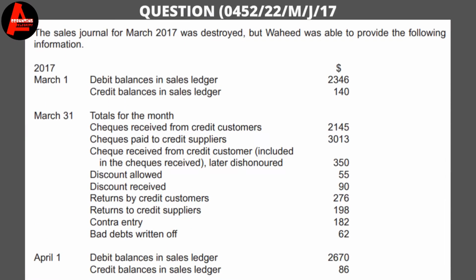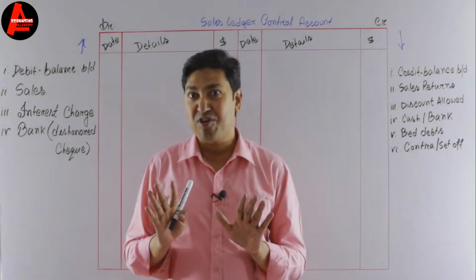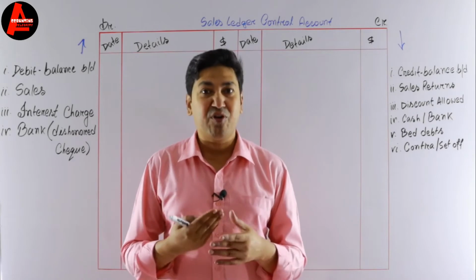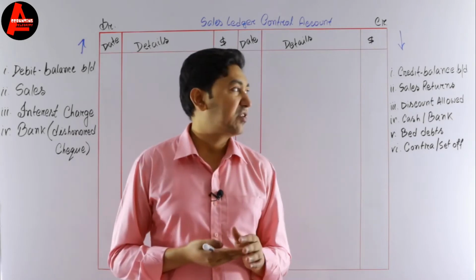Okay, but here look at the question. We have the opening balances, debit balance and credit balance, and at the end of the question there are two more balances, which are the closing balances, debit balance and credit balance. So we have four balances here, and we have some more items. Now we will calculate the value.